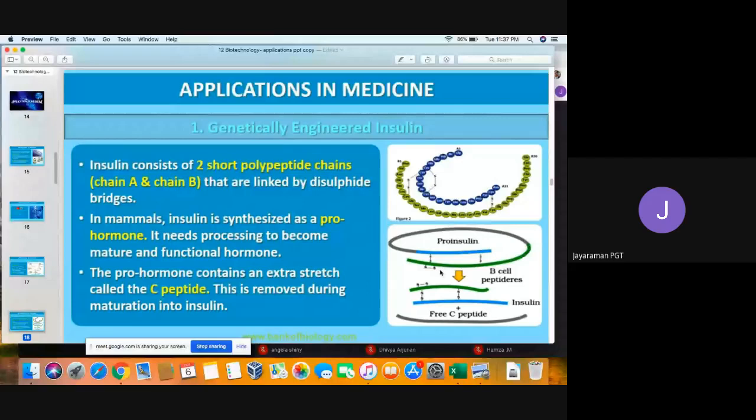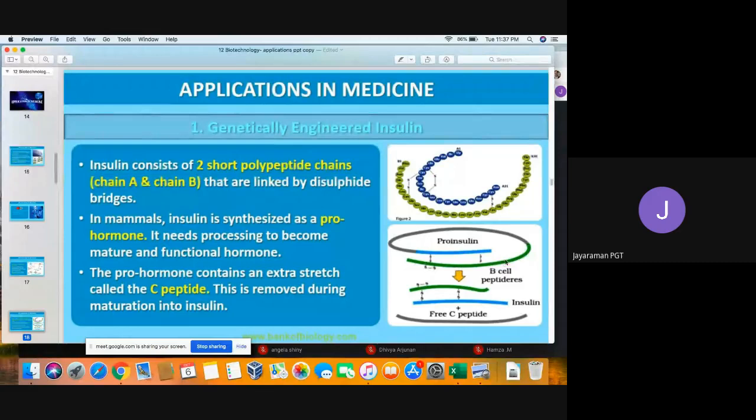So A and B are joined. That is actually the functional insulin. The proinsulin A chain has 21 amino acids. It is made up of 21 amino acids. The C peptide is made up of 33 amino acids. It is bigger, 33 amino acids. And the B chain, the green one, is made up of 30 amino acids. So 30 amino acids in a polypeptide chain finally.